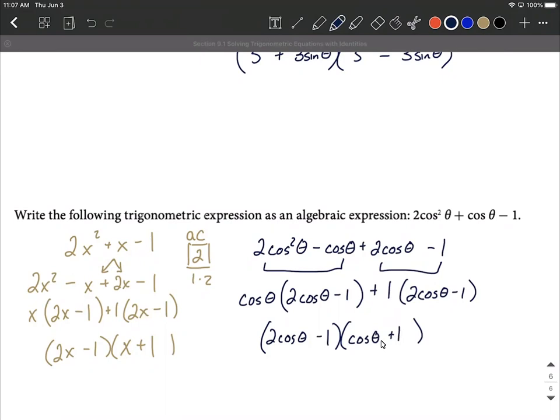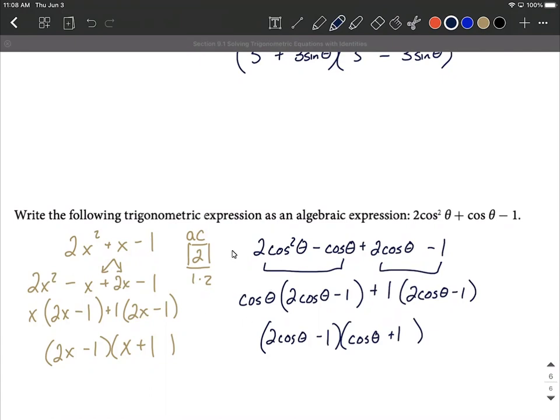And if you put the cosine of theta plus 1 in the first set of parentheses and the 2 cosine of theta minus 1 in the second set of parentheses, that's equivalent. These are two things multiplied together, so you can flip-flop the order, commutative property of multiplication.